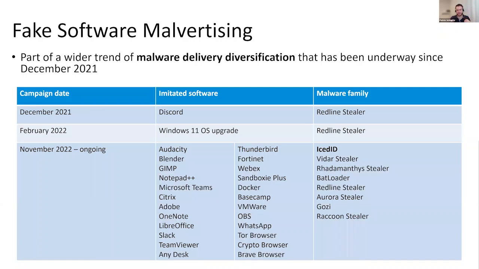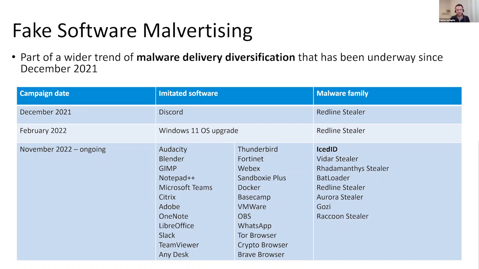So in this case, we would say this is part of a wider trend of how malware is being delivered. And it's not something that is entirely new. So in December 2021, we already saw malvertising campaigns. And back then, Discord was being abused, and in the end, Red Line Stealer was distributed. In February 2022, we saw a Windows 11 operating system upgrade. I think back at the time, Microsoft announced a public version of Windows 11, so the threat actors just used this announcement to distribute malware.